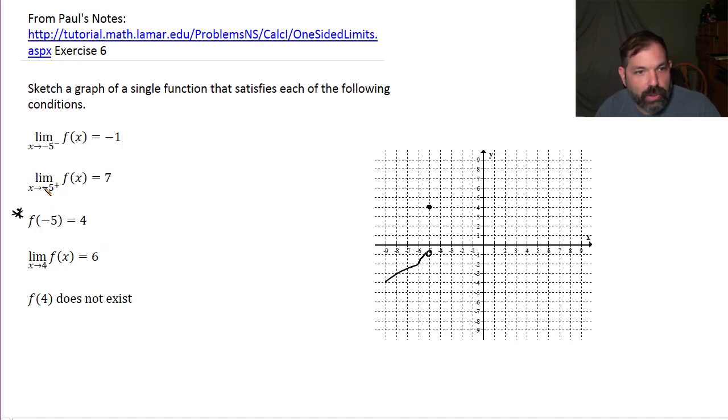However, the limit as x approaches -5 from the right of the function equals 7. So again, as I'm approaching -5 from the right, my output is getting close to 7. Let's put an open point at -5, 7, and let's draw a curve coming off of that from the right.